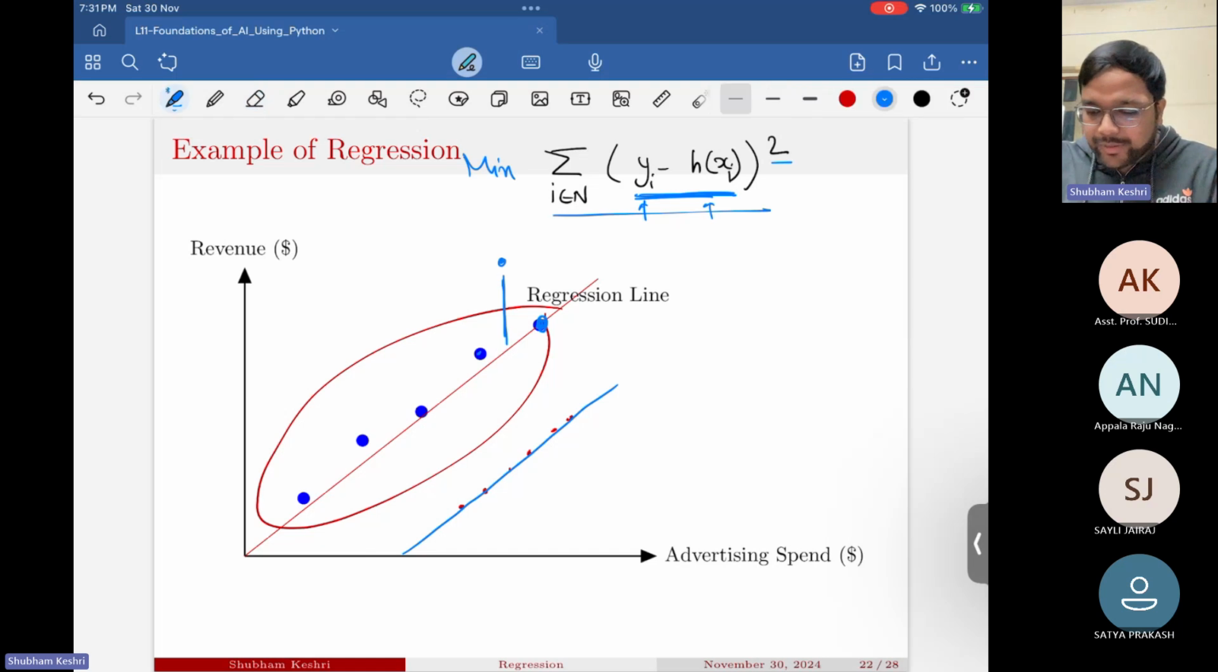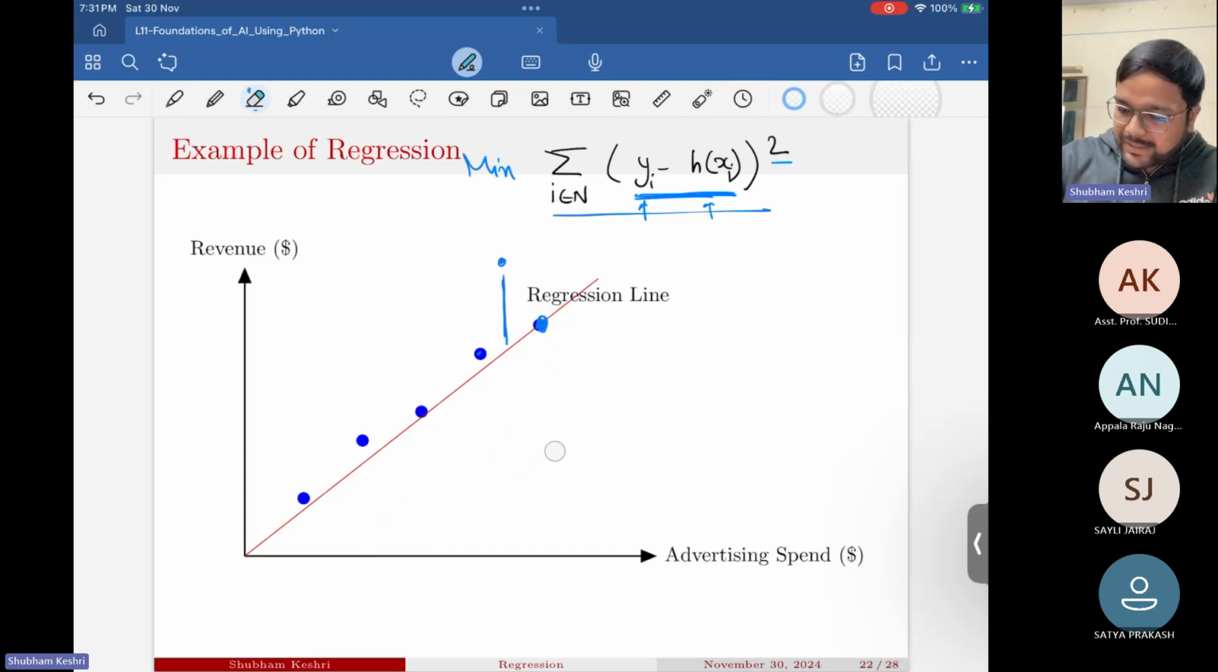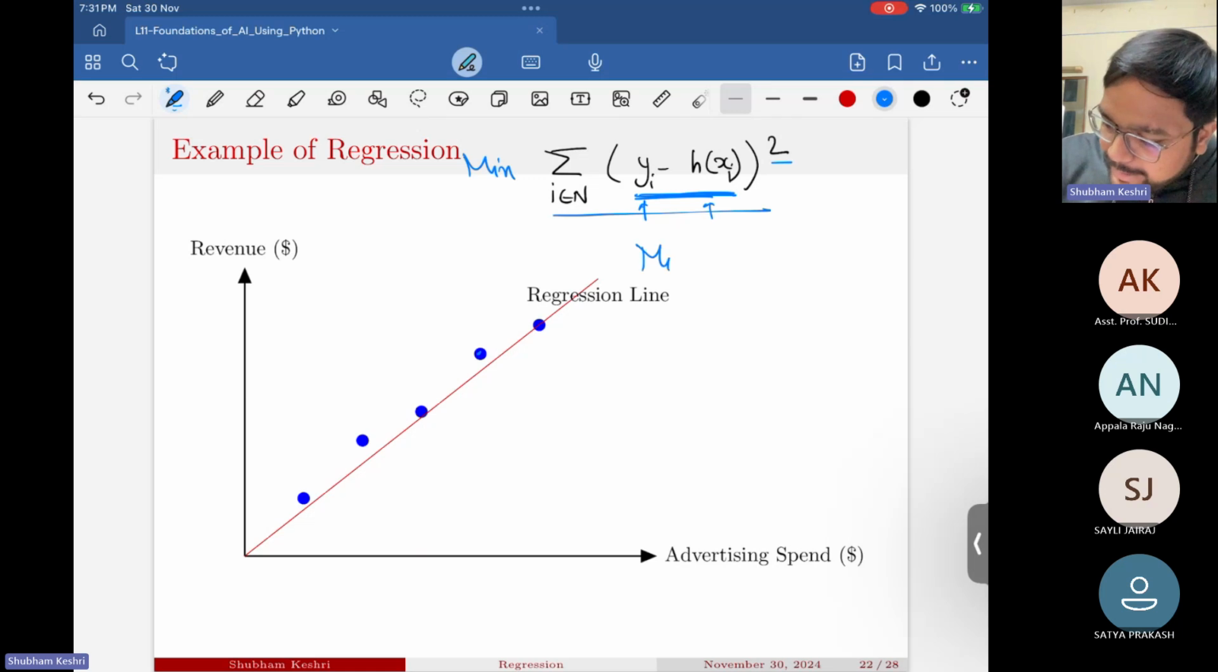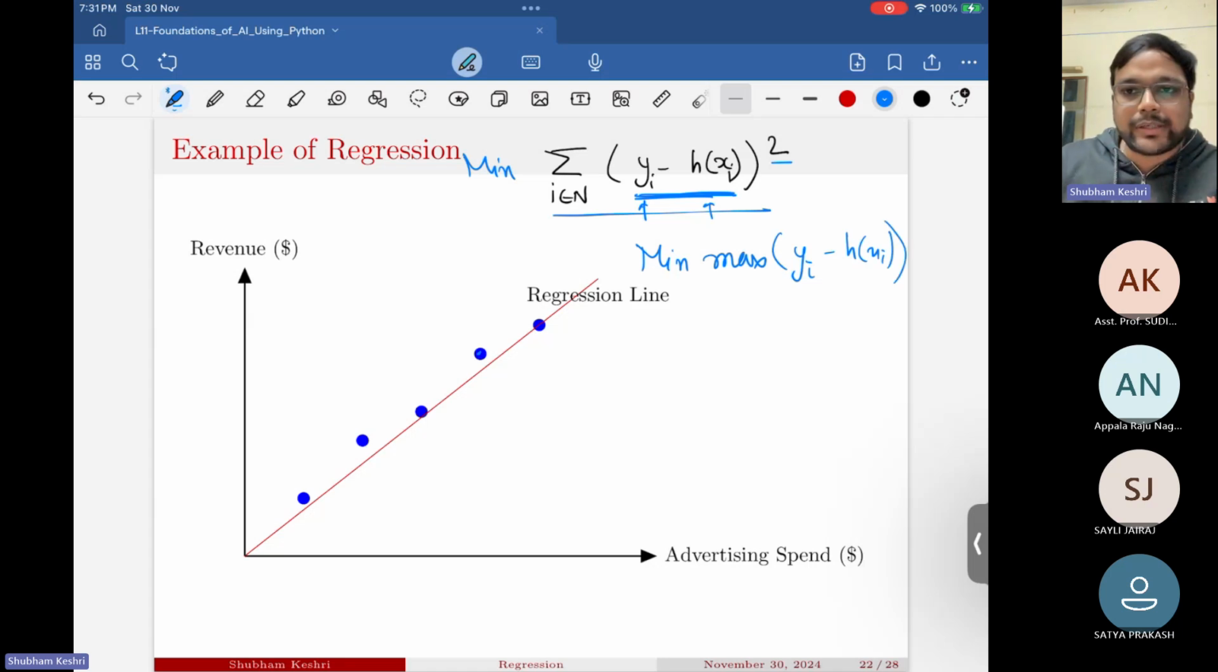Okay, so here you are saying I will minimize the maximum error. I'll show you what will happen if you try to minimize the maximum error. Suppose the function you are trying to minimize is the maximum of yi minus xi. Suppose there was one more point over here.